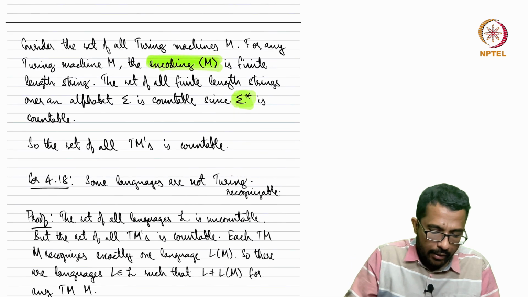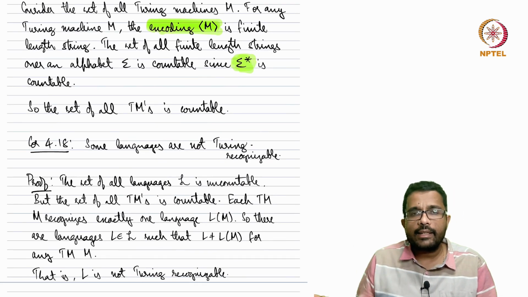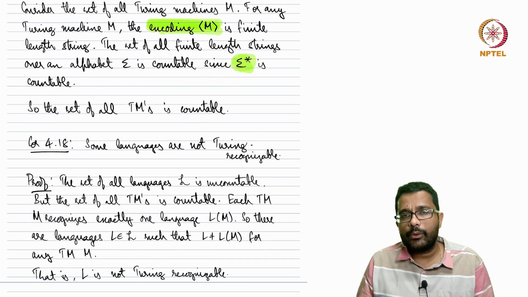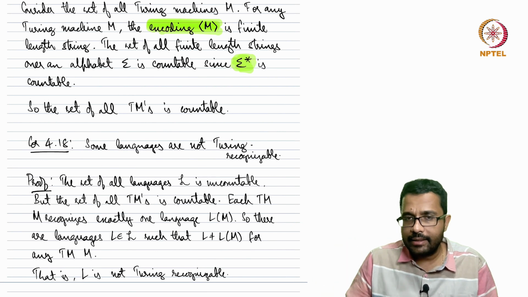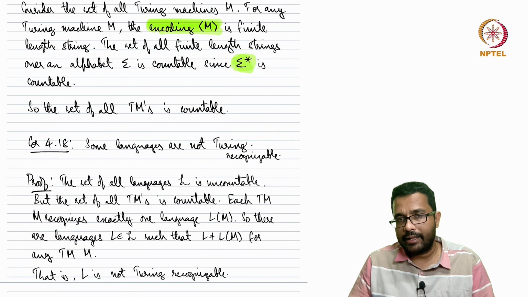But each Turing machine recognizes exactly one language. Give me a Turing machine, there will be some strings that it accepts, and some strings that it does not accept.